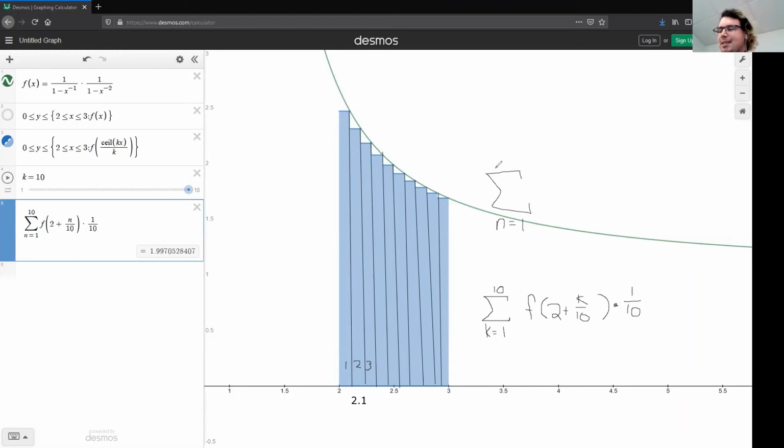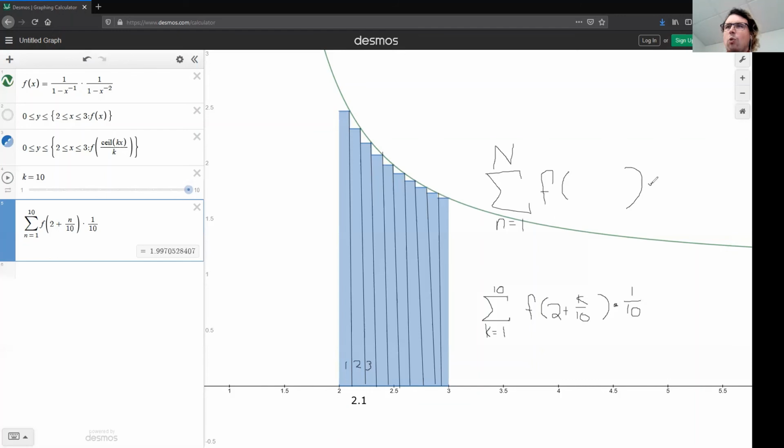So instead, I will use a different variable. So my capital N here is just some positive integer. I have to stop somewhere. This is the number of rectangles that I'm choosing to use. Okay, so my function, where am I going to find these heights?